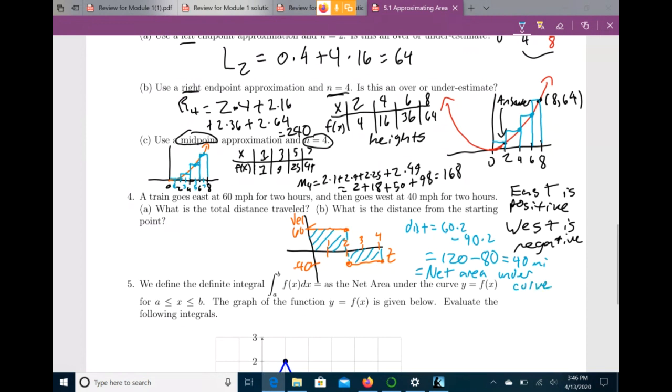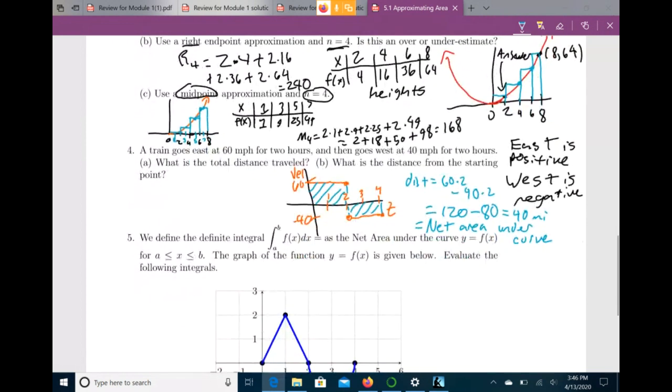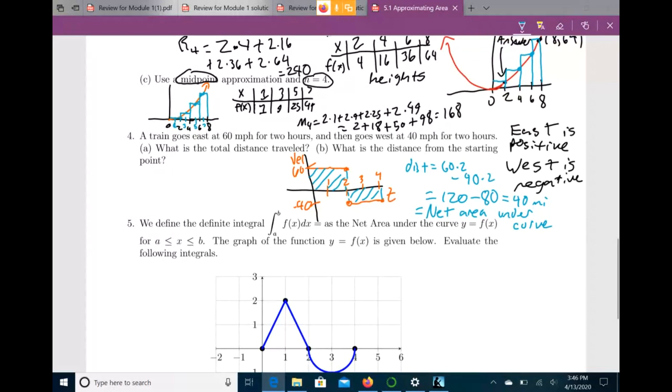Okay, so in this case, area above the x-axis you take to be positive, and area below the x-axis you take to be negative. All right, we can express this using the following notation. This is something called a definite integral.